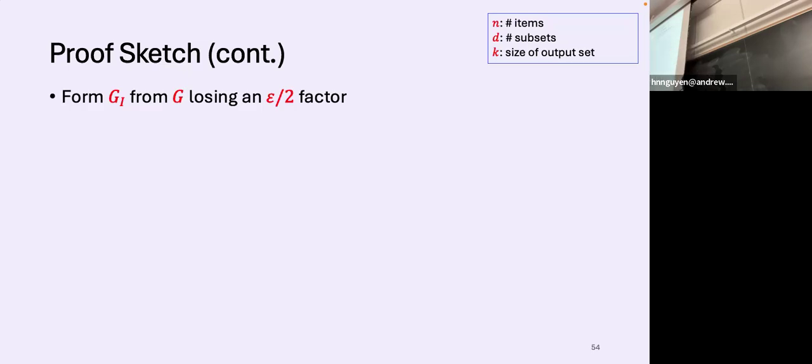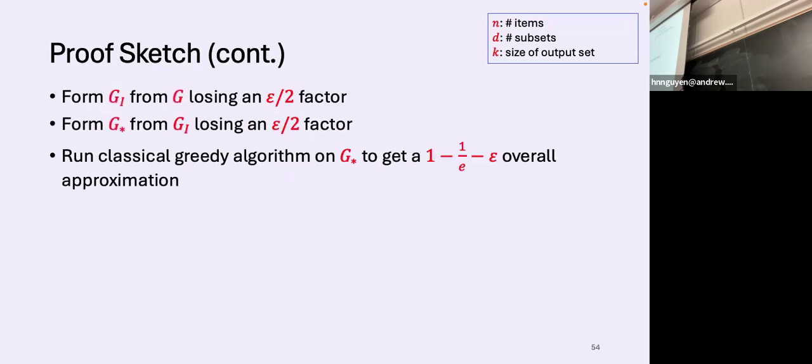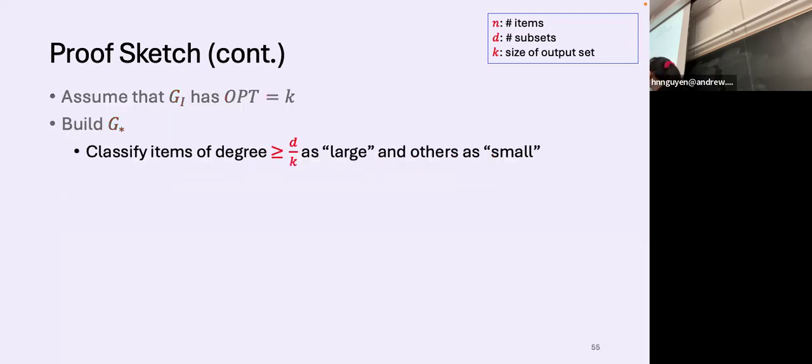Okay, so we know that we have these things, and in general, if what I've just said is all correct, then I lose an epsilon/2 factor from going from G to GI. This is just sampling down to that universe. Then I lose another epsilon/2 factor going from GI to G star. And so then all I have to do is run the classical greedy algorithm on my G star, and I get my approximation. Cool. Okay, so let's prove this statement.